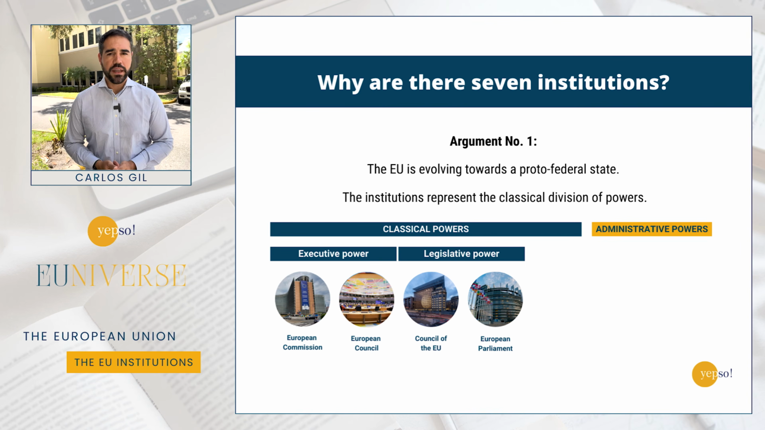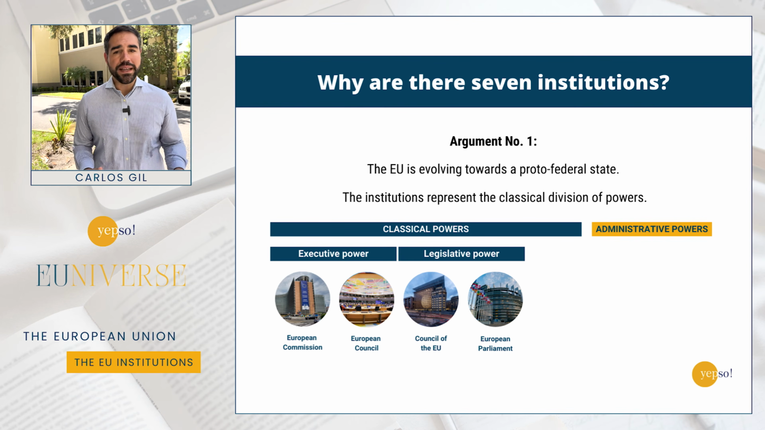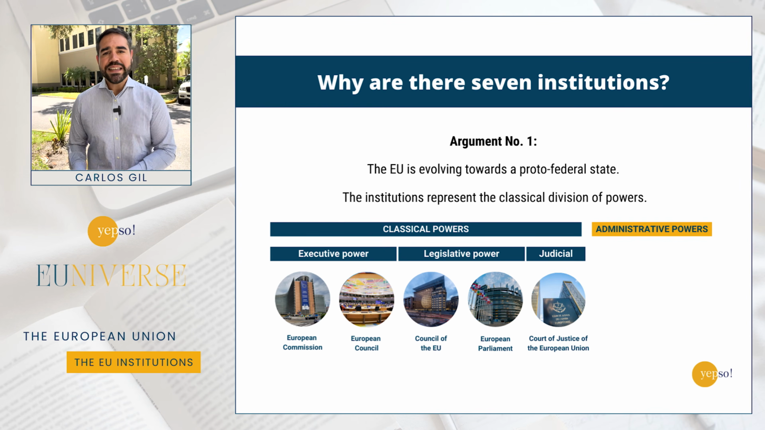If you already know in depth how the ordinary legislative procedure works, something that obviously we will cover in future sessions, you will know that the Commission collaborates in this process through its right of legislative initiative. Important as that role is, we cannot deny that the 2 main actors in this field are the 2 already mentioned, the Council and the Parliament. Lastly, with the classical powers, we also find the judicial power, which in the EU clearly rests with the Court of Justice of the European Union.